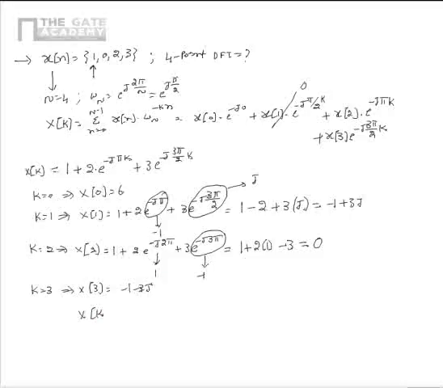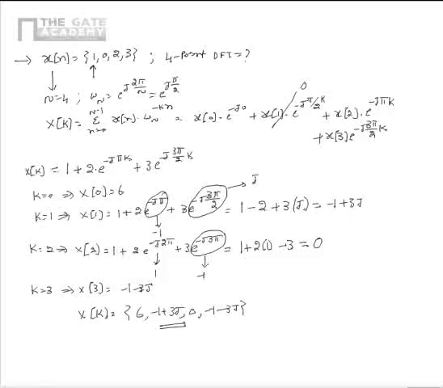From this, we see that the 4-point DFT x of k is equal to 6 comma minus 1 plus 3j comma 0 comma minus 1 minus 3j. For the given signal, we see that the 4-point DFT can be obtained as shown.